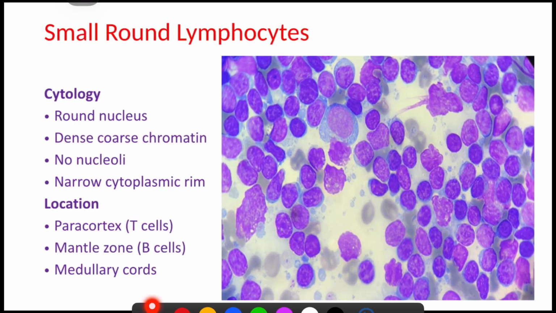So these are the small round lymphocytes, cytologically dense coarse chromatin. So this is comparable with the RBC. So this is the RBC. You can have a look here. These are the dark compact coarse chromatin, these are the small lymphocytes, no nucleoli and very small rim of cytoplasm, right? So these are the dark nuclei, and they are located mainly at the paracortex, mantle zone and medullary cords.